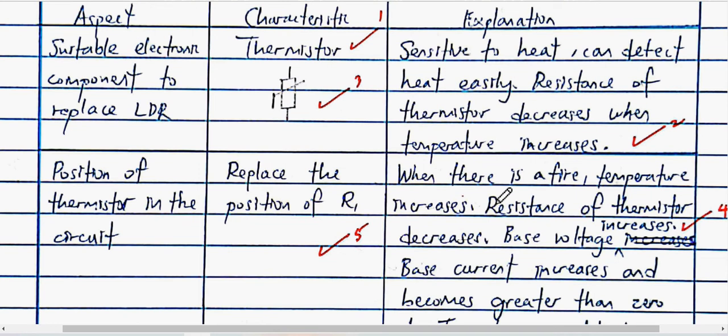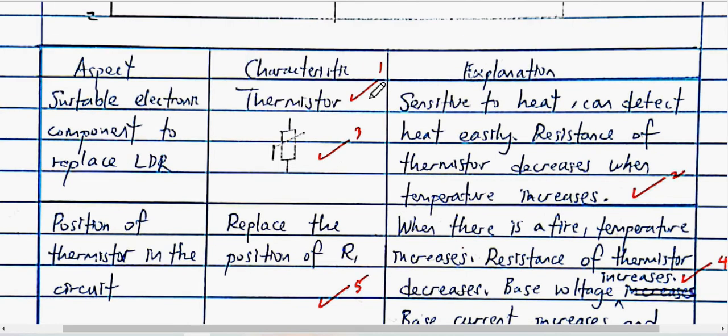Now, okay, so thermistor spelling, make sure it's correct. So suitable, okay, it's good to write in table form like this. I prefer students to answer the 10 marks question in table form. It will be very clear, okay, very clear. And I also prefer students to write in 3 columns. Although 2 columns can be accepted, I prefer 3 columns.